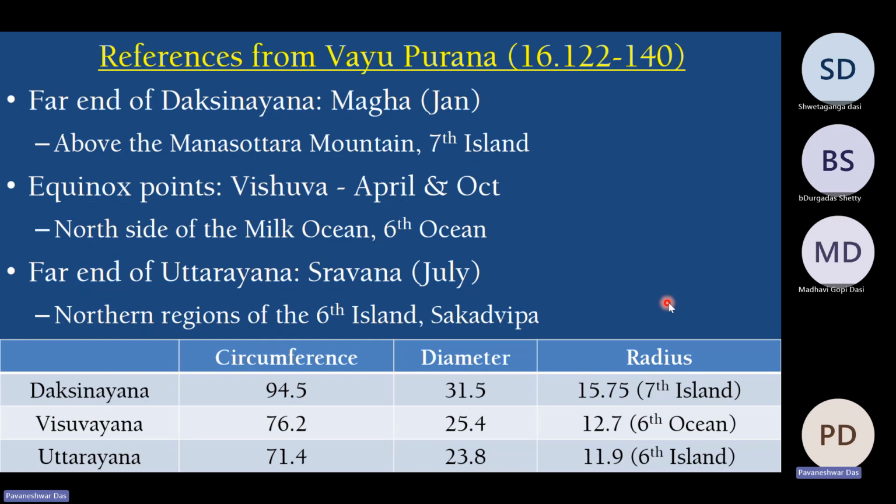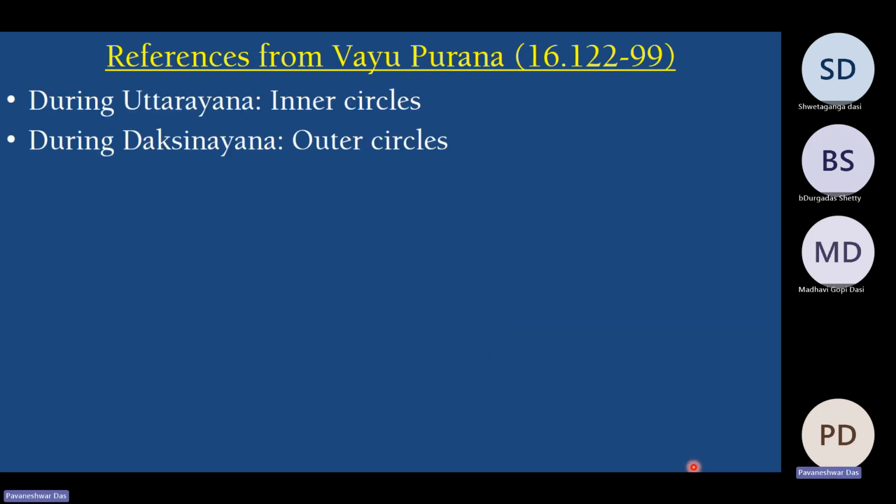While explaining all these things, the Vayu Purana also gives the diameter of the sun's orbit. So these are the diameters. At the far end of Dakshinayana in January, the diameter of the sun's orbit is 31.5. In April and October, 25.4. In July, 23.8. It will be traveling in the 7th island, 6th island, and 6th ocean, 6th island. It is coming gradually in and again goes out. It's like that. This is from the Vayu Purana.